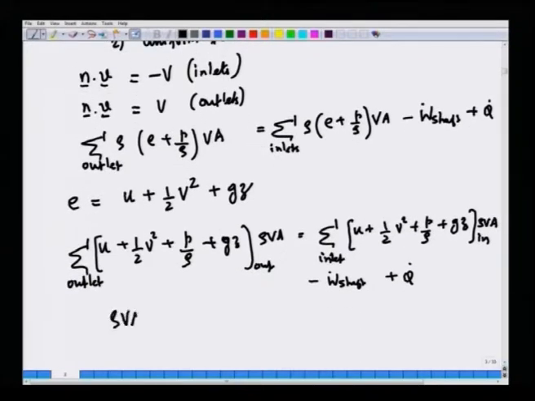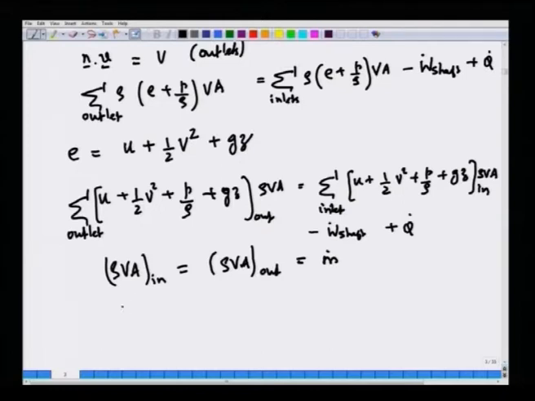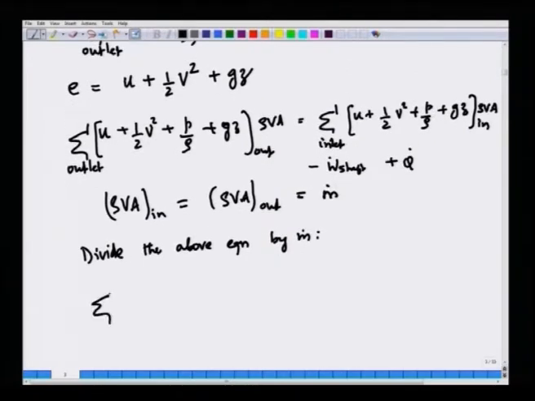Now, rho V A for a steady flow at the inlet should be equal to rho V A at outlets. This is mass conservation. If there is only one inlet and one outlet, then you know that rho V A at inlet is equal to rho V A at outlet, which is m dot, the mass flow rate. So, we can divide the entire equation by the mass flow rate to give U plus half V squared plus P by rho plus gZ at outlets.